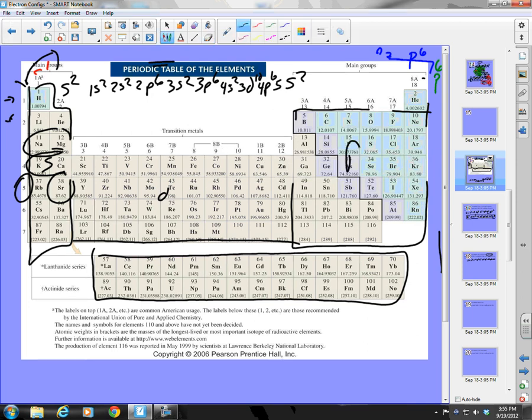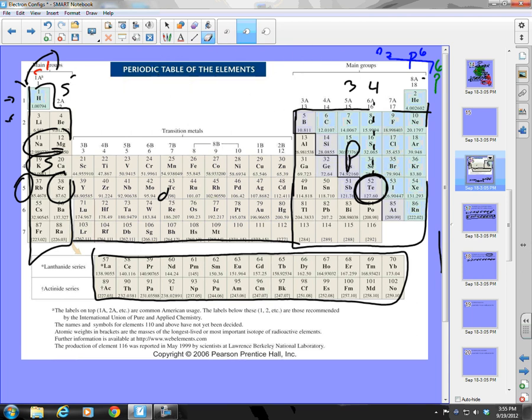Good. We're in the P block. Where's my tellurium? Here's tellurium right there. And so it's in the P block. It would be what? P1, P2, P3, P4. So it is a P4. Good. So P4 now, what period is it? It's the fifth period. So it's a 5P4.